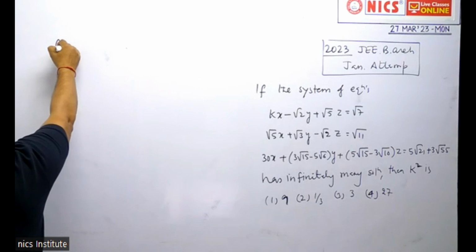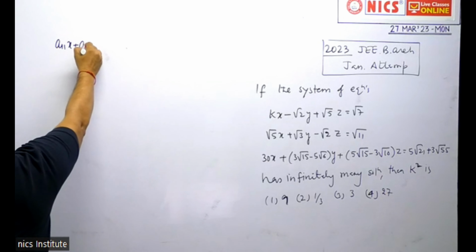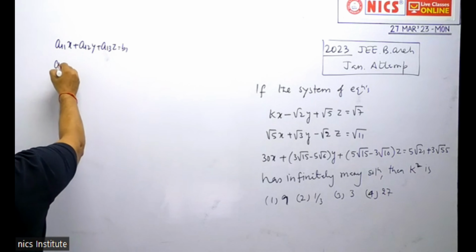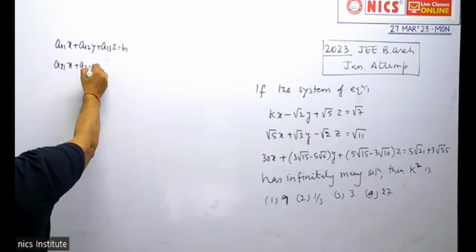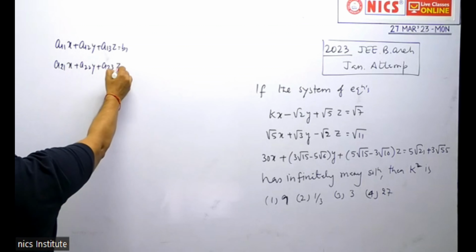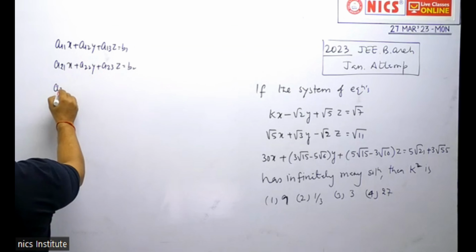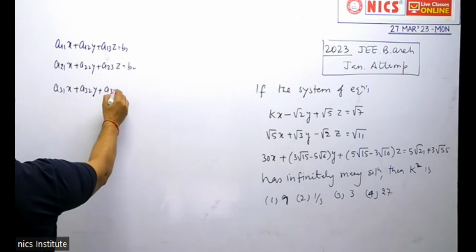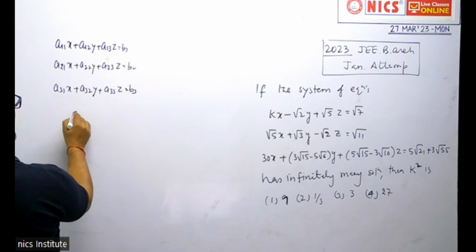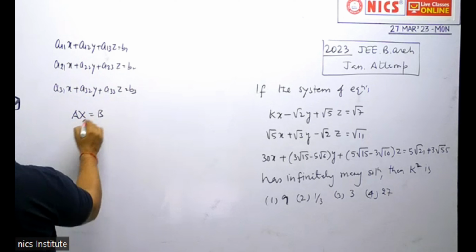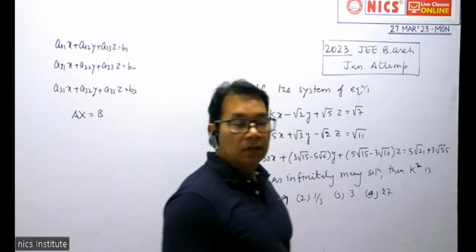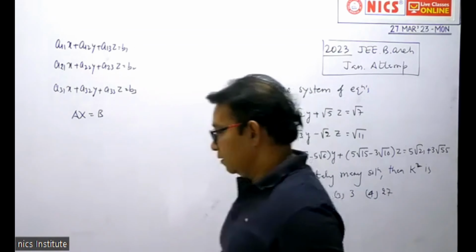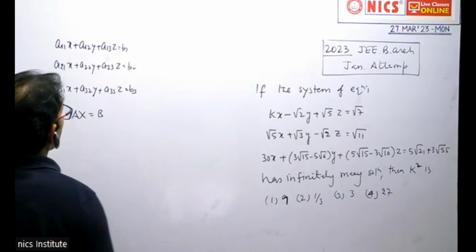You know that whenever you have a system like this, A11x, A12y, A13z equal to B1, A21x, A22y, A23z equal to B2, A31x, A32y, A33z equal to B3, this can be written like this. This is called a non-homogeneous system of equations, right? This is a non-homogeneous system of equations.